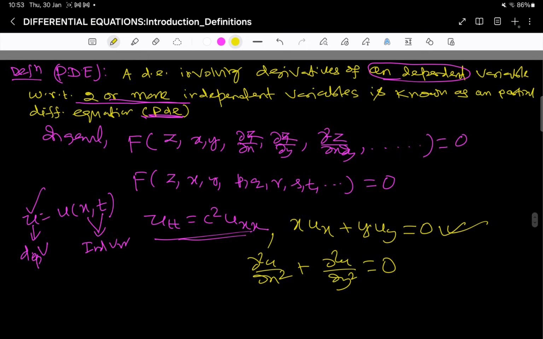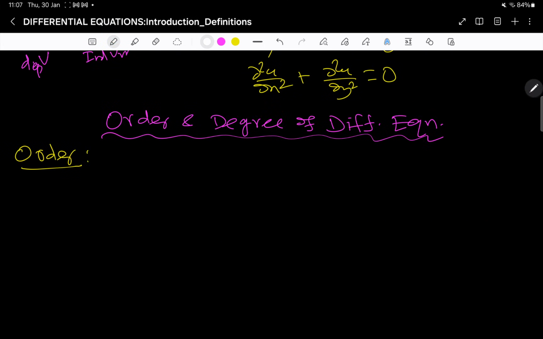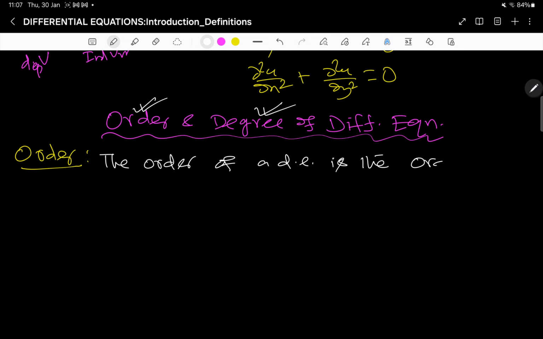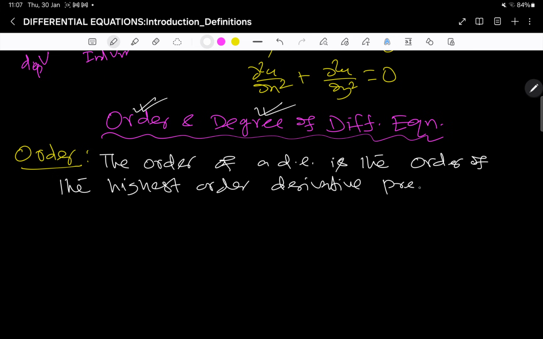Now let us discuss the order and degree. Now coming to the most important definitions, the order and degree of a differential equation. The order of a differential equation is the order of the highest order derivative present in the differential equation. Next, coming to the degree. The degree of a differential equation.